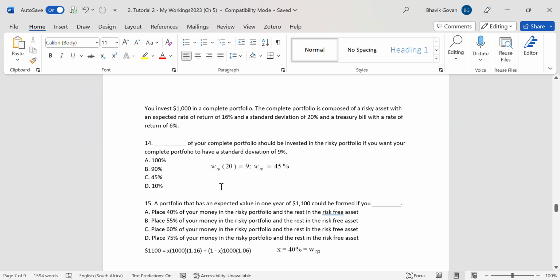So basically the weight in the risky portfolio, you should basically do the same thing as we've done before, and you would get a weight in the risky portfolio of 45%.